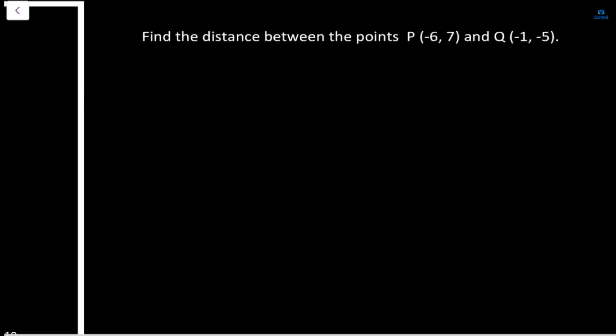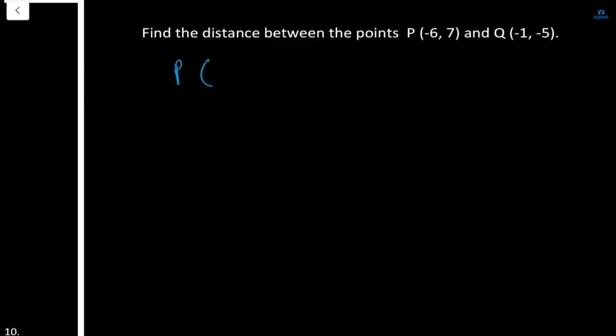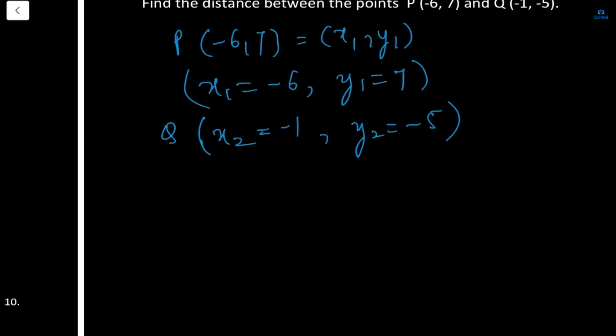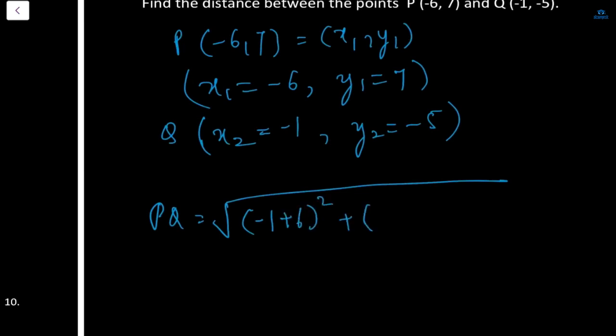Now find the distance between the points P and Q. P is minus 6 comma 7, which is equal to x1 comma y1. So x1 value is equal to minus 6, y1 value is equal to 7, and similarly from Q you will get x2 is equal to minus 1 and y2 is equal to minus 5. So what will be the distance formula? PQ is equal to square root of minus 1 plus 6 whole square, plus minus 5 minus 7 whole square.